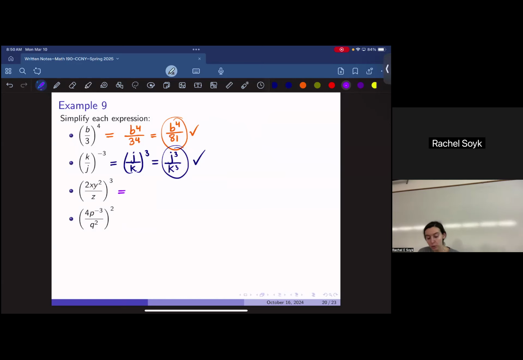Our third example, you want to make sure you're distributing that exponent 3 to each term in our numerator. 2 times 3 gives you 6. And then each term in our denominator, we just have 1, so we have z to the third. And then we can simplify that 2 to the third, that just gives us 8. So our final result is 8x to the third, y to the 6th, all over z to the third.